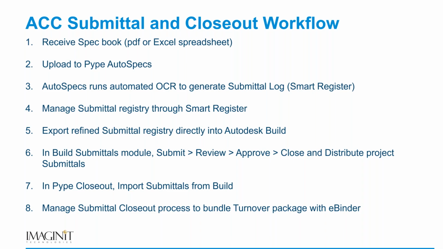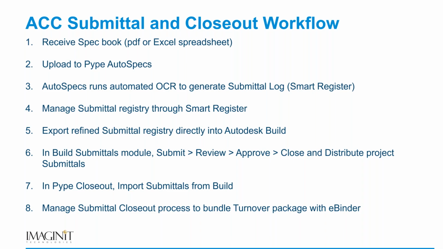As I mentioned, receive the spec book, either PDF or Excel, and upload that to AutoSpecs. AutoSpecs does the OCR recognition to create your Smart Register. We can then edit and manage our submittal registry through Smart Register, basically preparing it for upload into Build. We export it to Build and upload it, and all of those submittal line items that we select from Smart Register can then be imported into Build and managed through the submit, review, approve, and close process through Build.